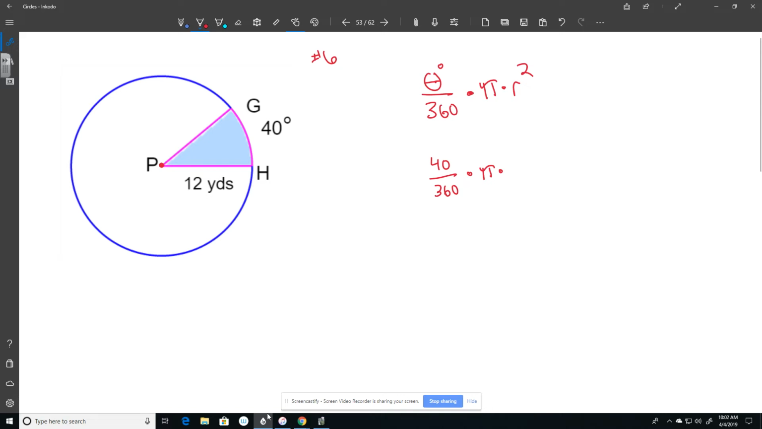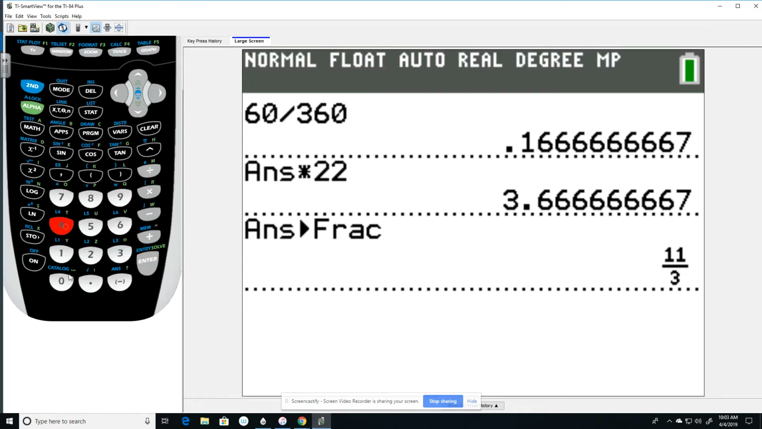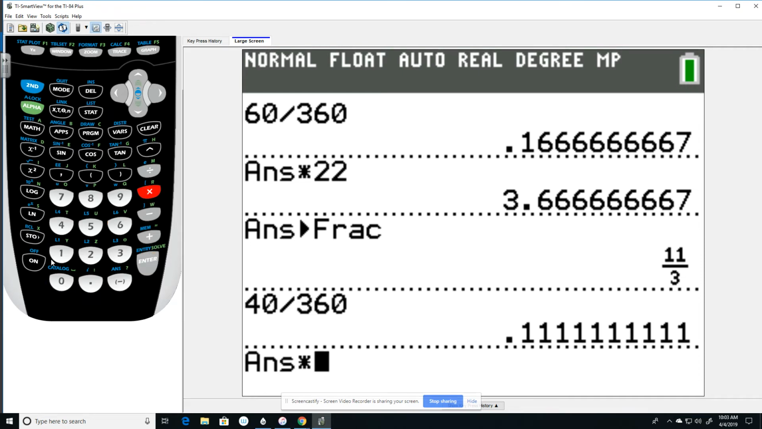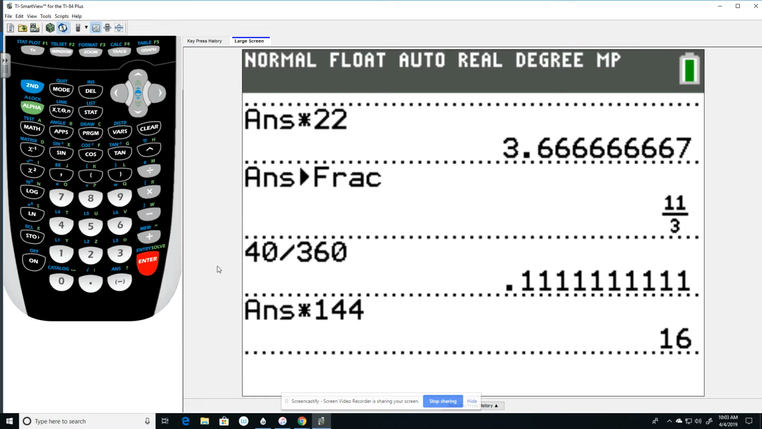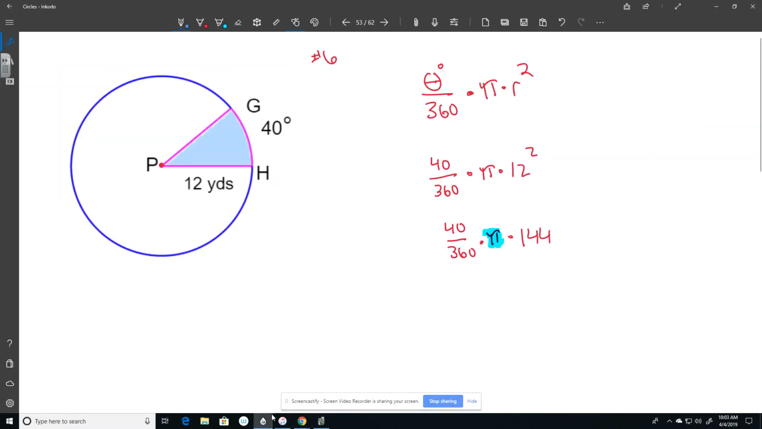My radius is 12 squared. So 40 over 360 times pi times 144. Now, again, my answer wants to be in terms of pi. Or in other words, I'm going to pretend for just a minute that I'm not going to multiply that pi. I'm just going to do 40 over 360 times 144. So 40 divided by 360, and then I'm going to times that by 144. And I get 16. So my answer is going to be 16 pi. I put the pi back in.